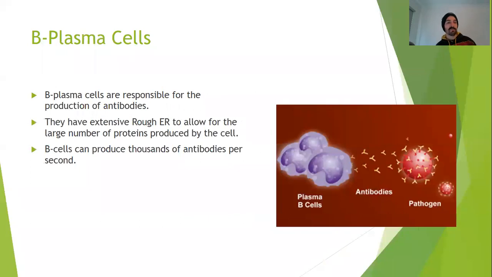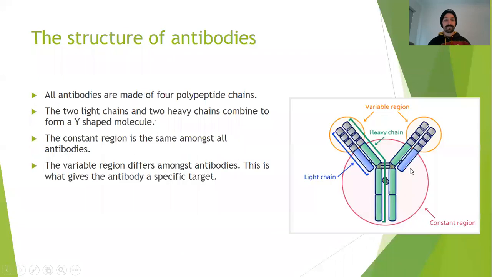So the cells that produce them are our B plasma cells, and they have really massive rough ERs, and this allows them to produce a large number of proteins, and those are the antibodies. Now, one B cell can produce thousands of antibodies per second. So here you can see a B plasma cell producing those antibodies, and they're targeting a particular pathogen.